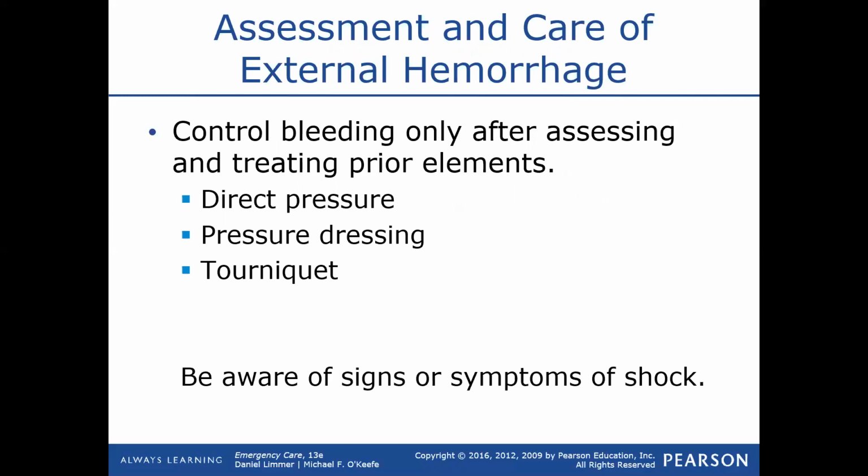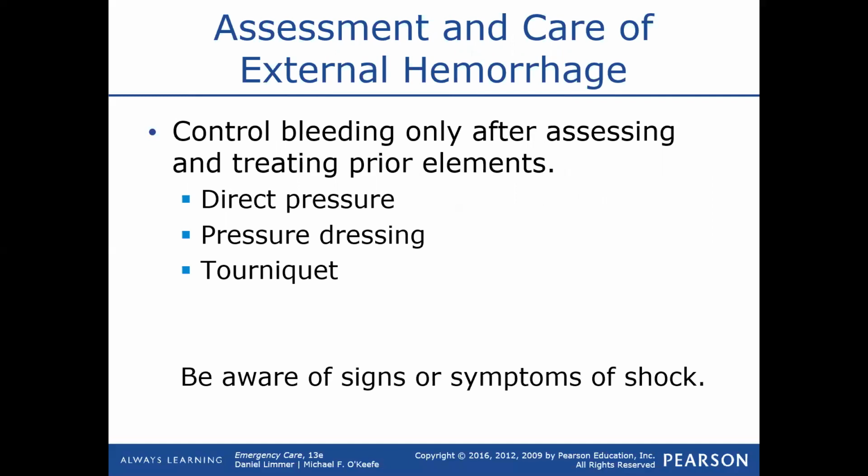Assessment and care of the external hemorrhage. Control bleeding only after assessing and treating prior elements. Direct pressure, pressure dressing, tourniquet. These are the three things. If you can just drill this into your brain and make this muscle memory, this is how you treat external bleeding. Okay, we want to try direct pressure first.